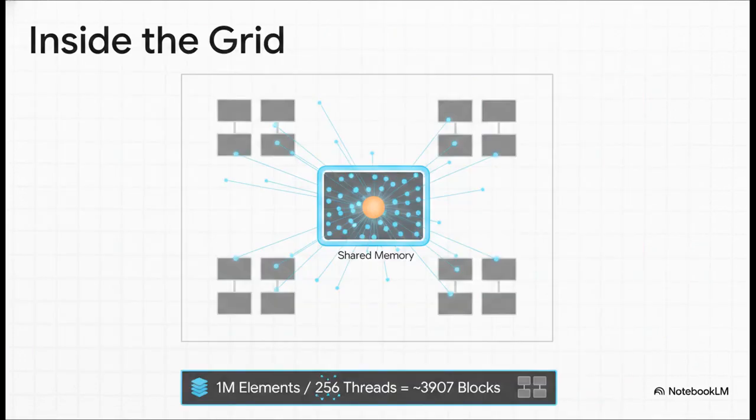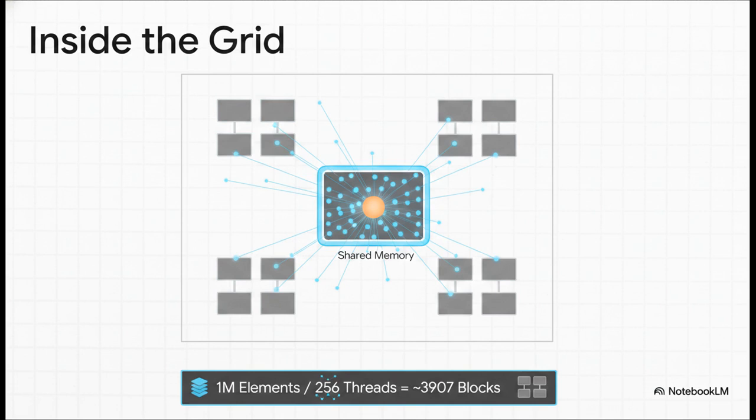Now, inside that grid, your threads are grouped into thread blocks. And there's a good reason for this grouping. Threads inside the same block are specifically designed to cooperate. They can sync up their execution using commands like syncthreads, and they can rapidly share data using super-fast on-chip shared memory. To put that into perspective, let's say you're doing a 1D vector addition on 1,000,000 elements, and you assign 256 threads per block. Your single grid will automatically launch roughly 3,907 blocks to cover that whole dataset.